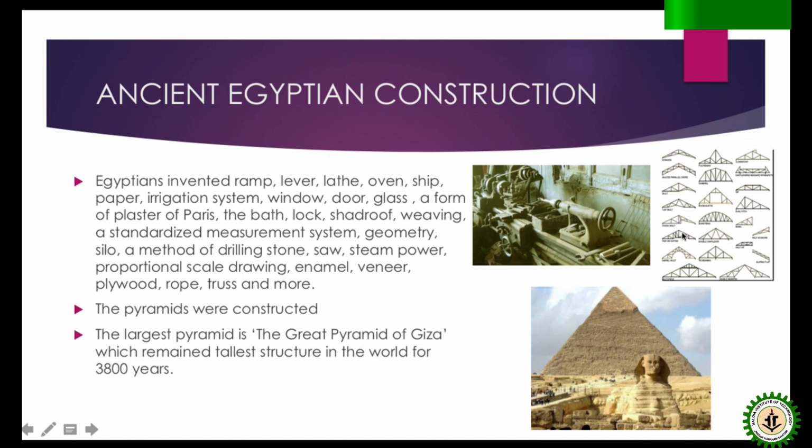Enamel, veneer, rope. When we talk about Egyptians, the first thing that comes into picture is the Great Pyramid of Giza. Pyramids were among the largest, tallest structures in the world for around 3,800 years. What technology they had at that time, how they constructed such a big structure without electronic cranes, is still a mystery. But you can always go through how the construction went at that time.